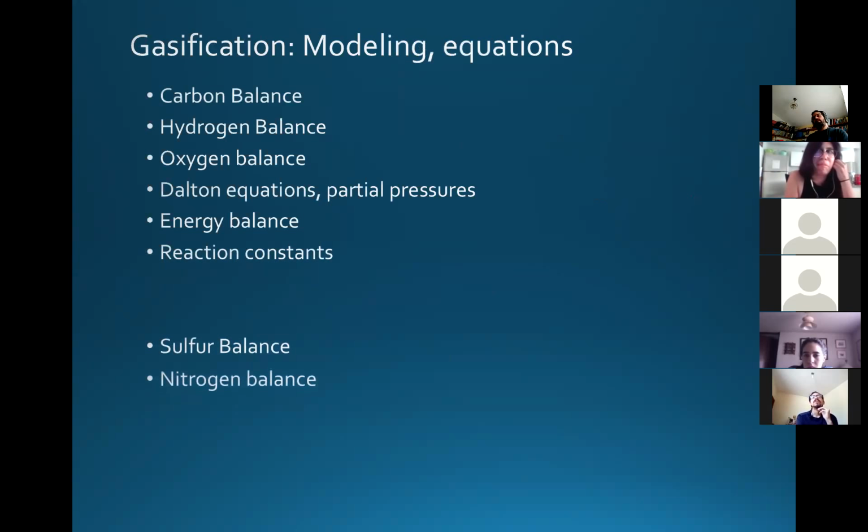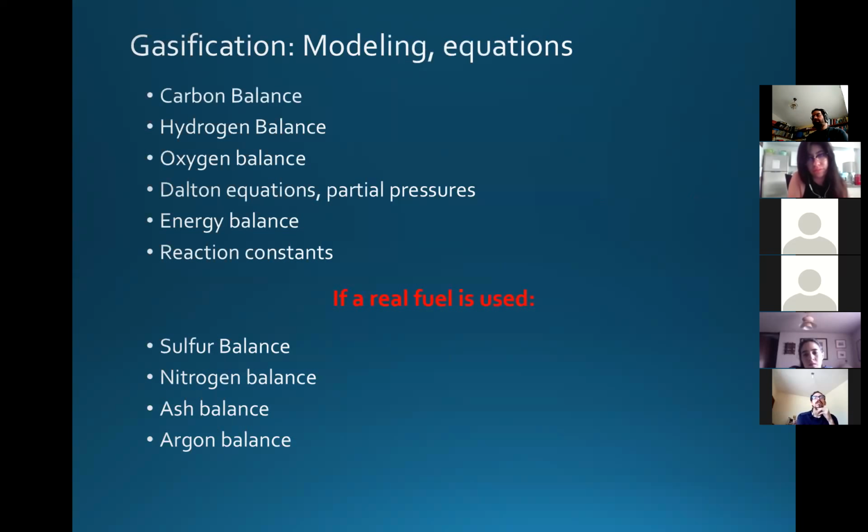And if you have a real fuel, most of the fuel has sulfur, nitrogen, and ashes. So we need to take those into consideration for the model to be correct. And argon sometimes, because fuels many times have a little bit of argon, almost nothing, but yeah, it's good to take it into consideration.